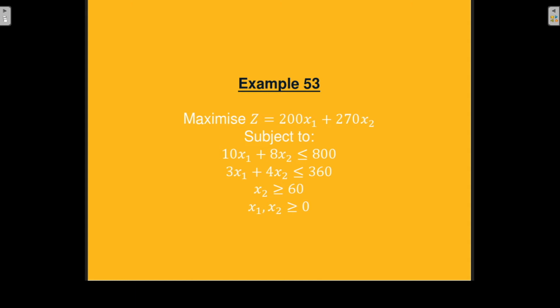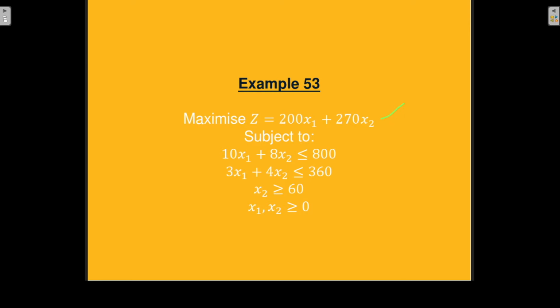Okay, in this lecture we are going to continue with example 53. We are looking at the graphical method for solving a linear programming problem, and we are specifically looking at the corner point method. So the LP problem we have on this slide, we have the objective function that we would like to maximize, and then we have the constraints.